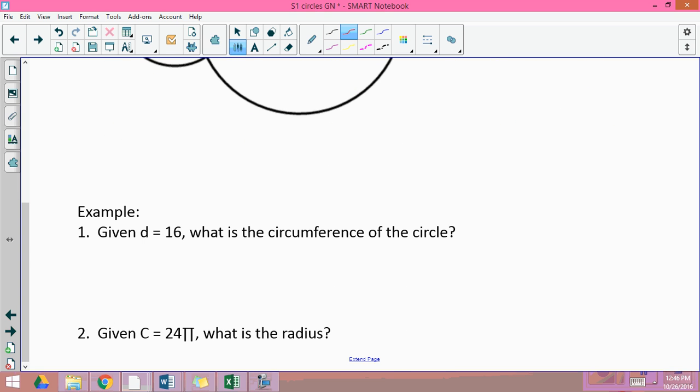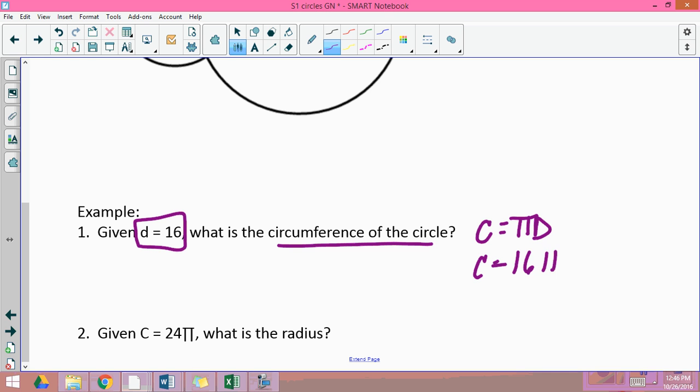If we're talking about circumference and area problems, this one's very straightforward. Given a diameter, what's the circumference? Remember, circumference is pi times diameter. So the exact answer here is 16 pi units. And it really is that simple.